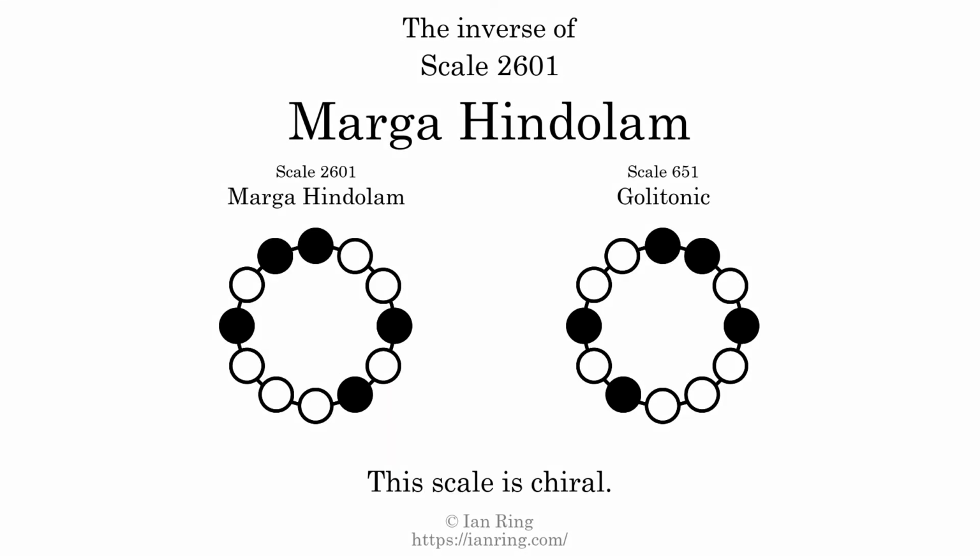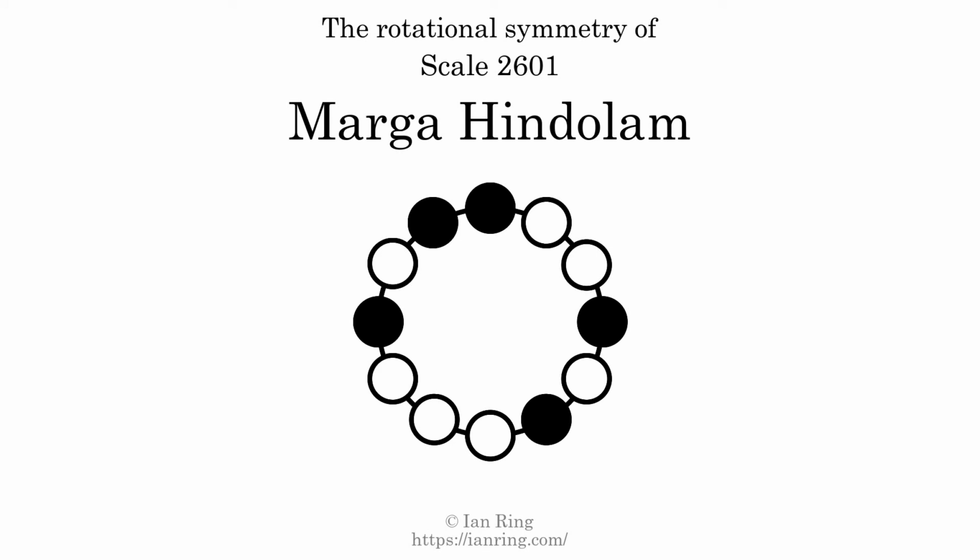The inverse of a scale is a mirror image. It is what you get when the sequence of intervals is reversed. The inverse of this scale is scale 651, also known as Golotonic. This scale is chiral. It cannot transform into its inverse by rotational transformation. This scale has no rotational symmetry.